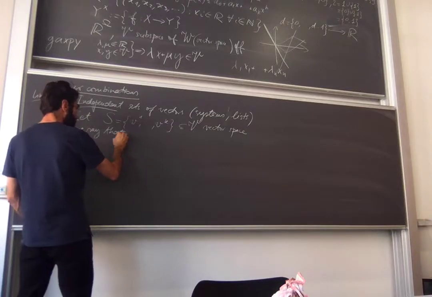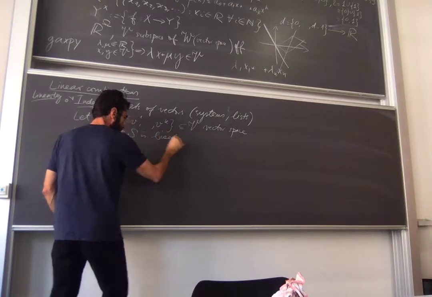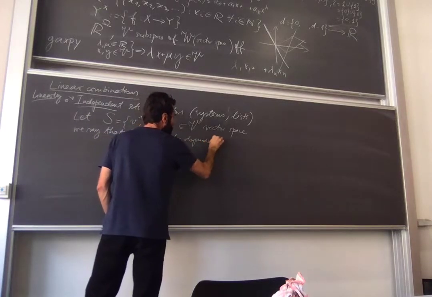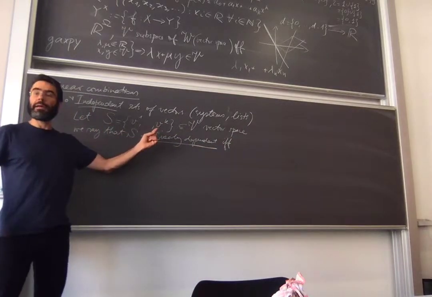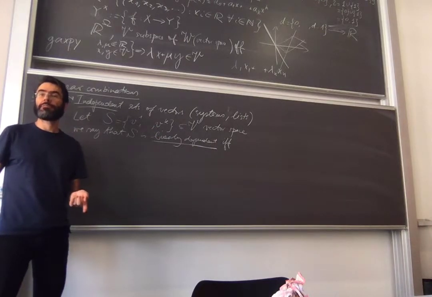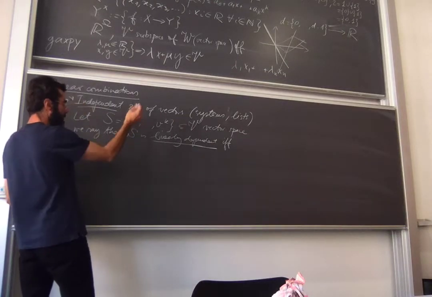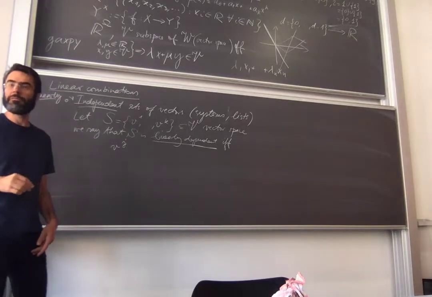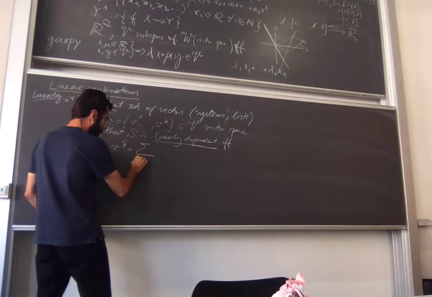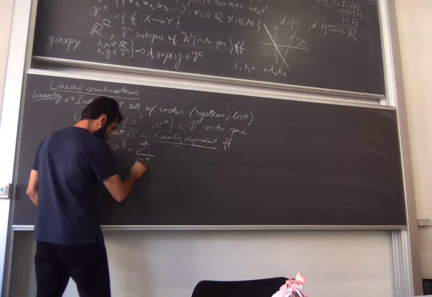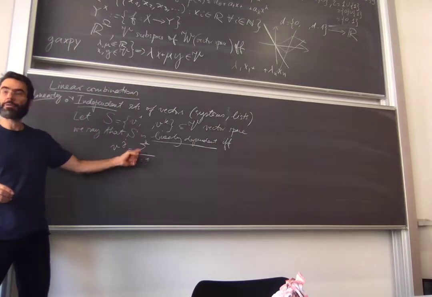Dependent means this. We say that S is linearly dependent if and only if the following happens. It means that one of these vectors V can be expressed as a linear combination of the others. In other words, one of them, let's say j, Vj is equal to the sum of all the other ones, with i going from 1 to k but different than j. This excludes the j when I encounter it.